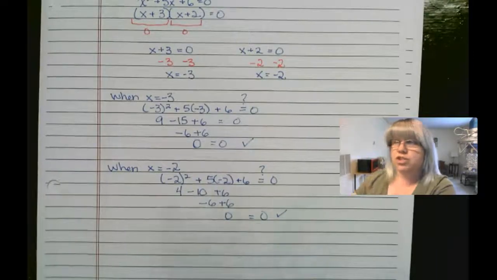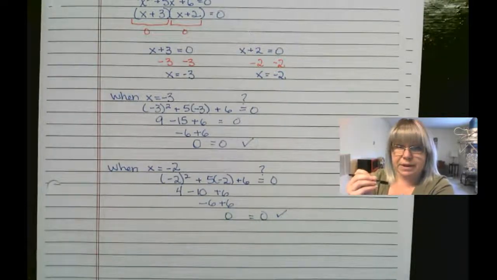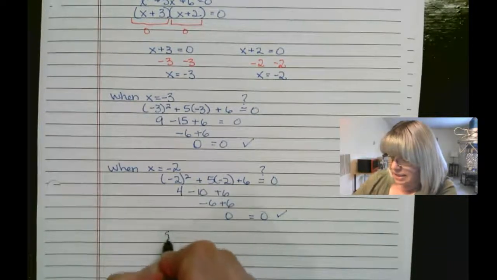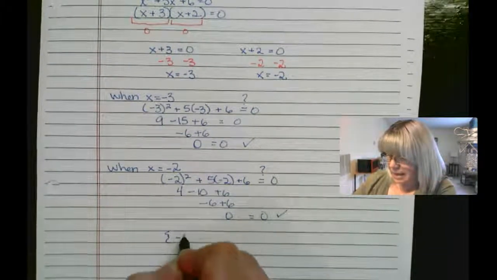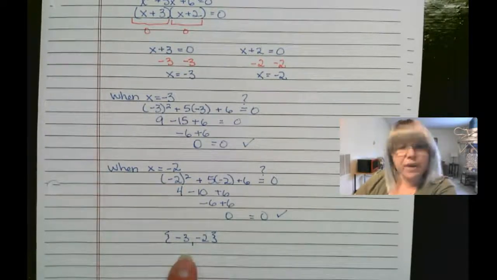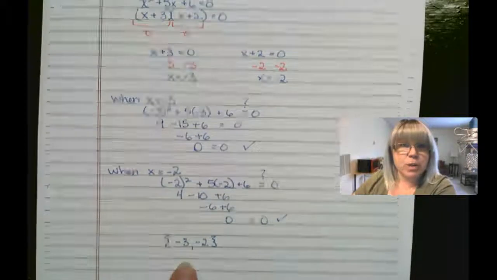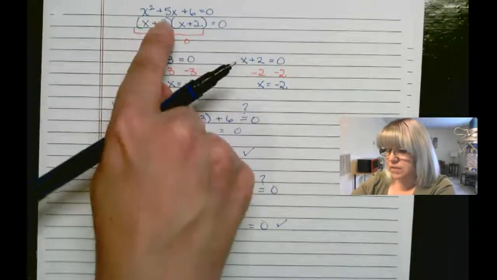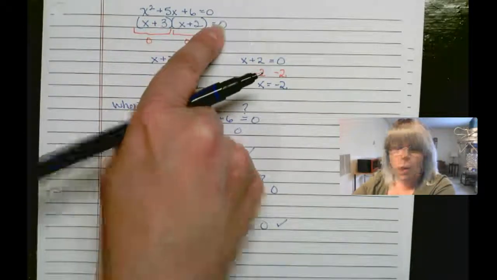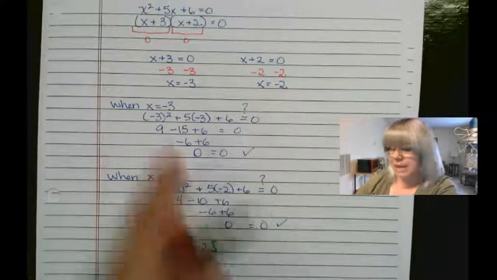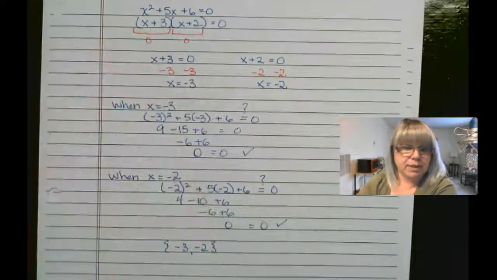Now, I do want to just bring this all together and create my solution set. My solution set is in brackets, and it's negative 3, comma, negative 2. These are all the values for x that make my equation true. And my equation was x squared plus 5x plus 6 equals 0. In fact, these are the only two real numbers that do make this statement true.